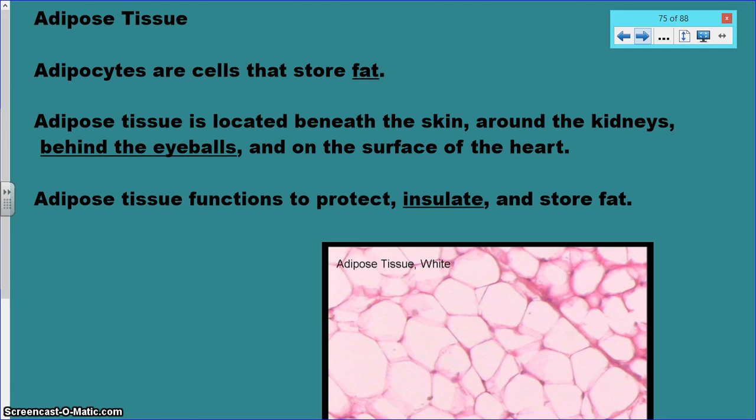It's located on the surface of the heart. When we get to our sheep heart dissection, one of the things you'll have to do before we can cut open the heart is get the extra adipose tissue off the outside of it. Adipose tissue, as I said, serves to insulate, protect, cushion, and store excess fat.